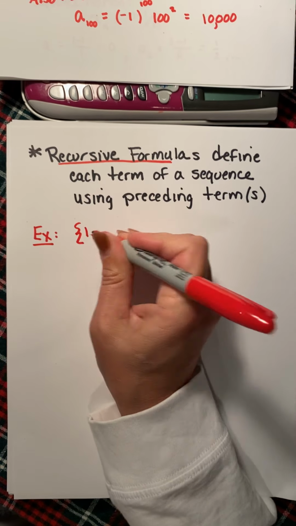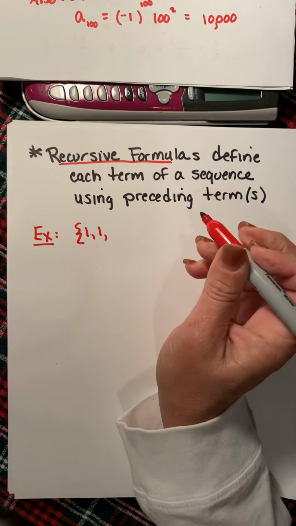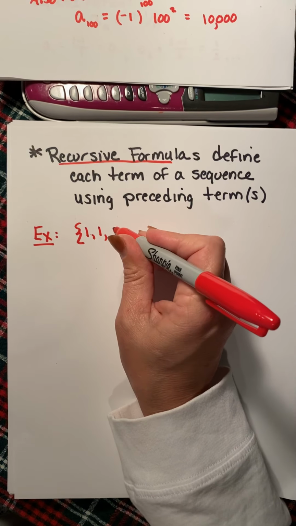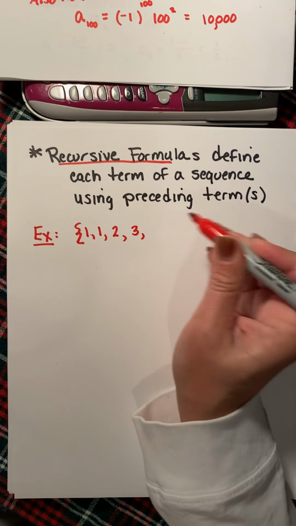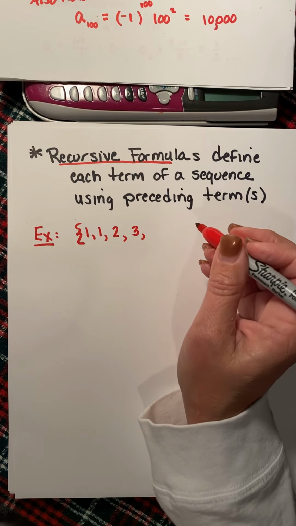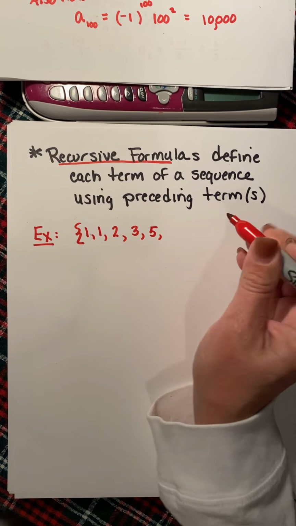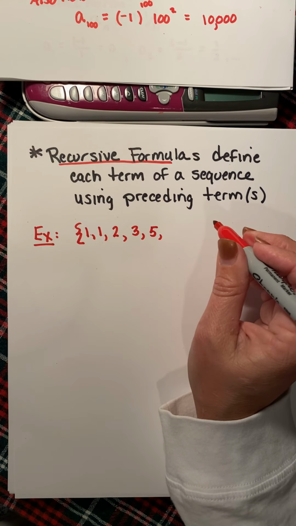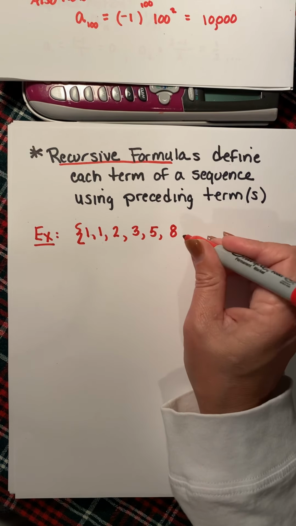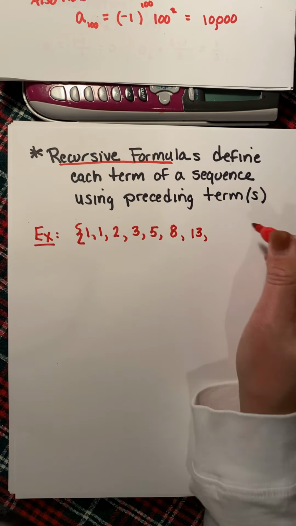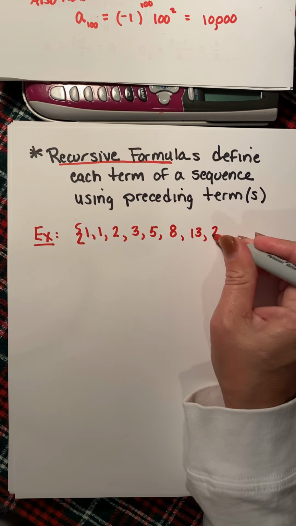I'm going to start with 1. The first term is 1. The second term is 1. The third term is 2. The fourth term is 3. Do you know what the fifth term is? 5. 1, 2, 3, 4, 5. The sixth term is 8. And yes, there's a pattern here. I'm not sure if you see it yet. 13. 21.